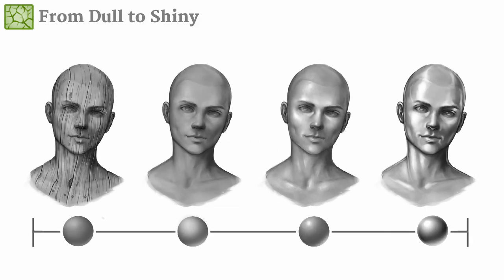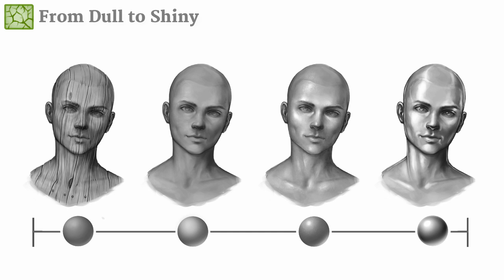Here's a visual representation of materials going from more dull to shiny. On the left side we have wood and skin, and other dull objects would be fabric and leather. On the right side we have wet skin and metal, and other shiny materials could be plastic or ceramics, anything that really gives a nice shine or a gleam to it.